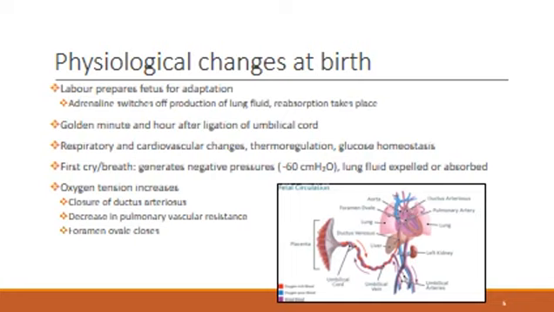The first breath is very important as it generates negative pressures to make sure that the lungs inflate, and the lung fluid can also be expelled or absorbed to allow gaseous exchange to take place over the alveolar membranes. As the oxygen tension increases after birth, this will facilitate the closure of the ductus arteriosus. There will be a decrease in the pulmonary vascular resistance, and with that fall in pressure and the pressure changes, the foramen ovale will close and the newborn cardiovascular circulation will be in effect.